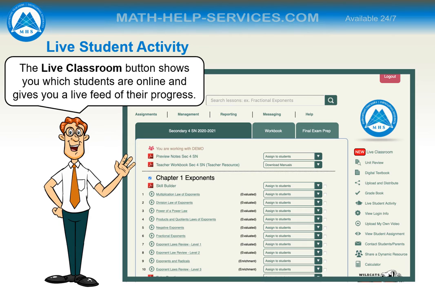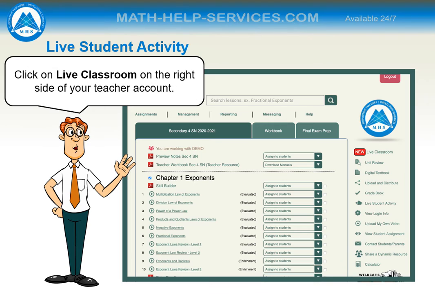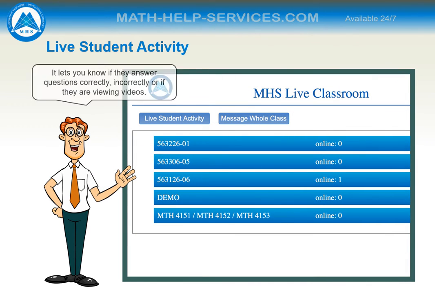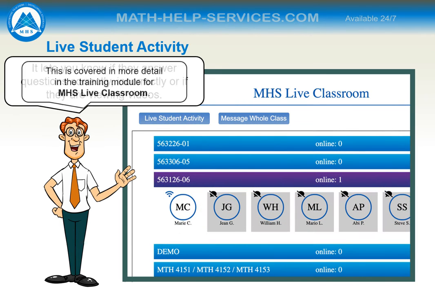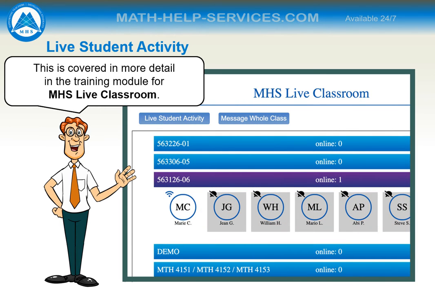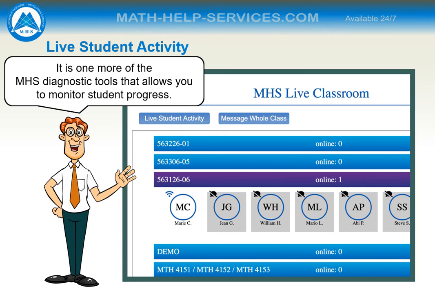The Live Classroom button shows you which students are online and gives you a live feed of their progress. Click on Live Classroom on the right side of your teacher account. It lets you know if they answer questions correctly, incorrectly, or if they are viewing videos. This is covered in more detail in the training module for MHS Live Classroom. It is one more of the MHS diagnostic tools that allows you to monitor student progress.